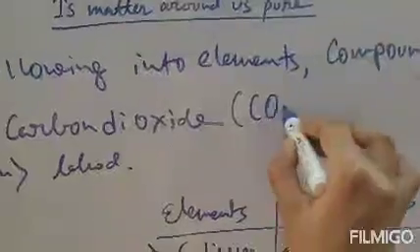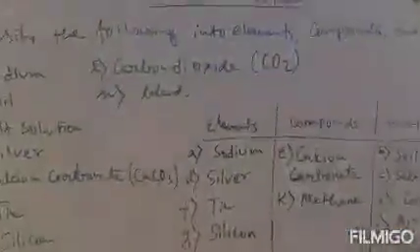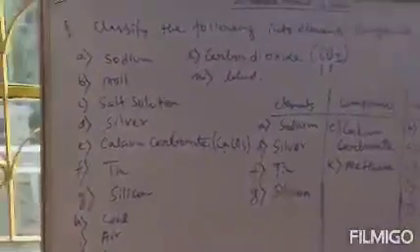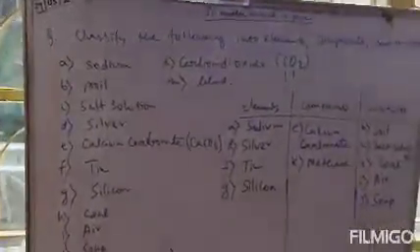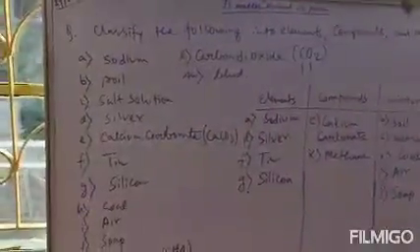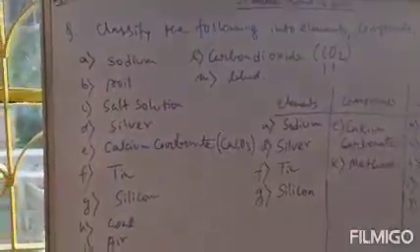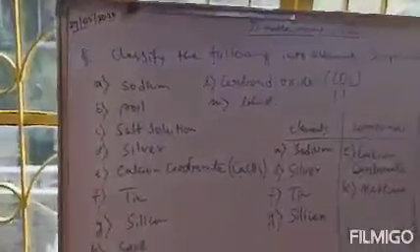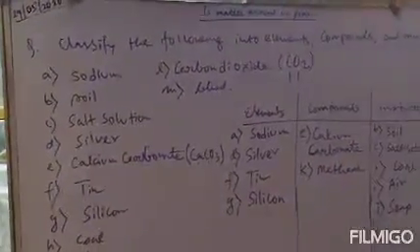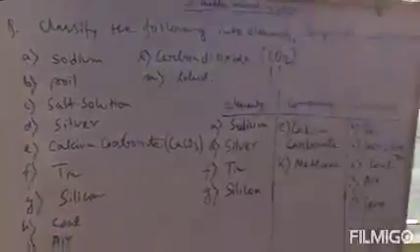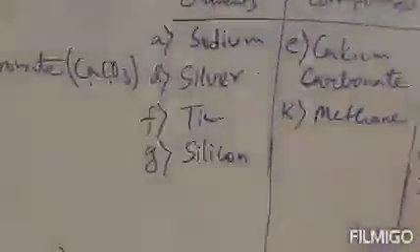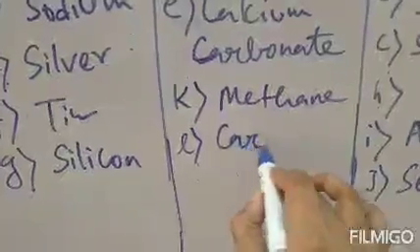Next one is carbon dioxide. The formula is CO2. In carbon dioxide, one element is carbon and the other element is oxygen. So this is also a compound, because carbon dioxide can be broken down into simpler forms. Elements are those that cannot be broken down into simpler substances, but carbon dioxide can be broken down. That means this is not an element, and carbon dioxide contains carbon and oxygen. Both of these are elements grouped together, so it is a compound. So we will write carbon dioxide in the compound section.